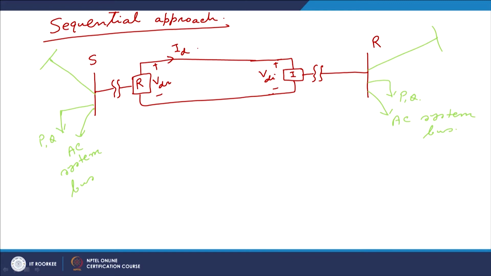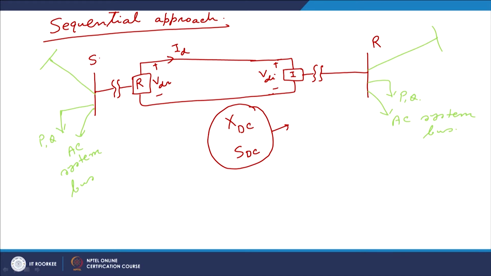Now, for this, my unknowns are XDC and my known quantities are SDC. So we utilize the known quantities to solve for XDC. And then by solving this, we represent the effect of this rectifier bus at bus S as an equivalent injected power.